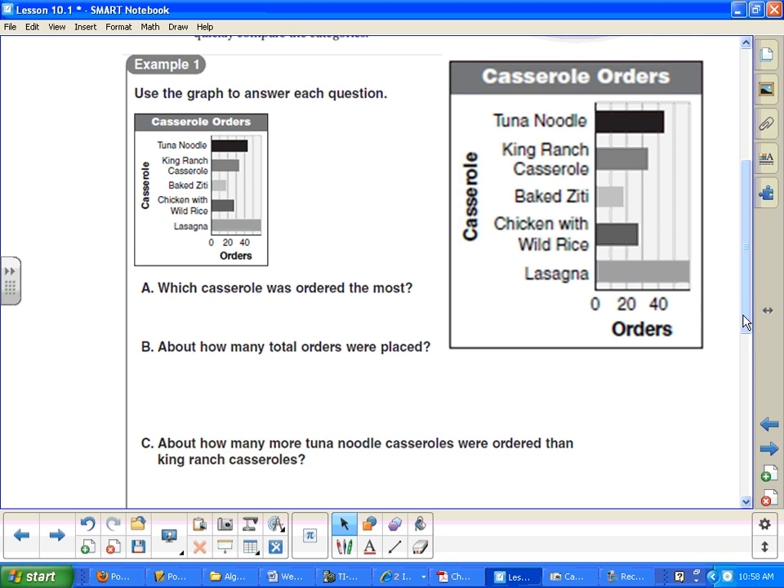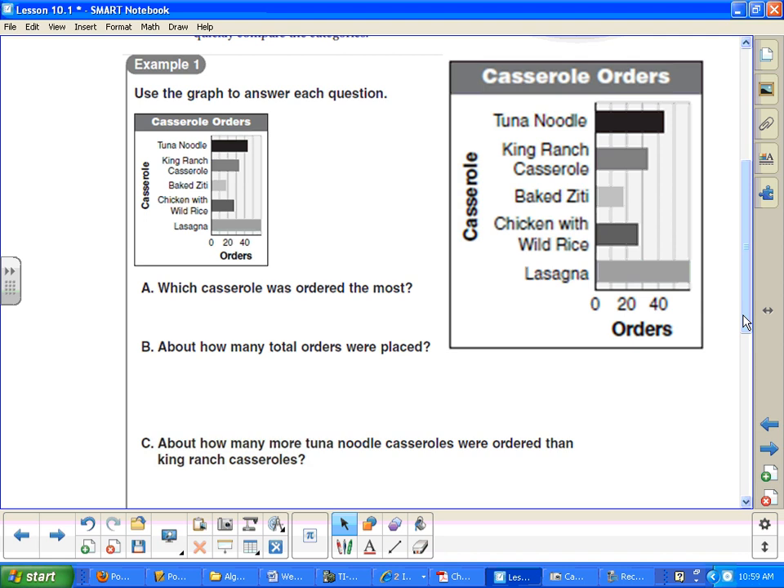Okay, so which one of those is your favorite? Baked ziti. Shelby likes baked ziti. All right. And lasagna. All right. Not chicken with wild rice? You made some this weekend? Oh, you're making it. All right. Okay, Cheyenne's going to make some tuna noodle casserole.